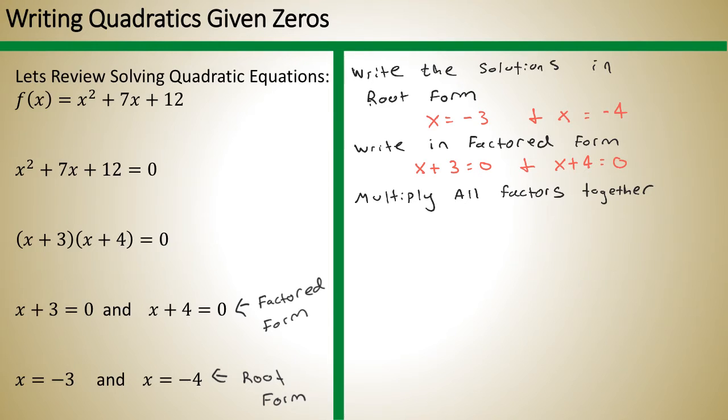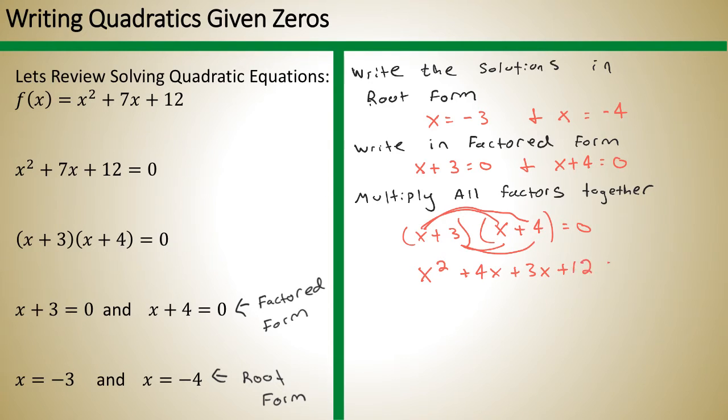So right here, one of my factors is x plus 3. My other factor is x plus 4. And then if I multiply those together, I'm going to have x times x, which is x squared. And this is equal to 0 right now. X times 4 is 4x. 3 times x would be 3x. And then 3 times 4 is a positive 12, equal to 0.